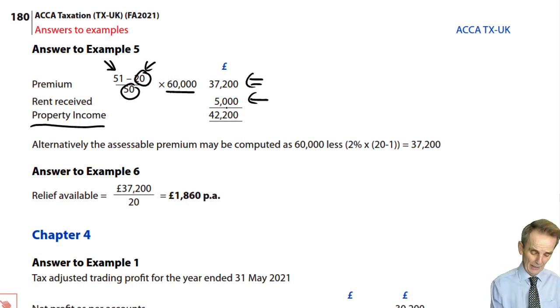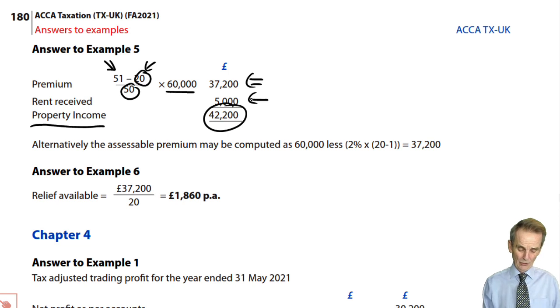So the overall property income assessment is £42,200 there. Otherwise, if you wanted the alternative way of doing it, I'm only showing it so you don't get confused if you see an answer done this way in other material you may use. It may be shown as 60,000, the premium, less 2% for each year of the lease minus 1. It's a 20-year lease minus 1.